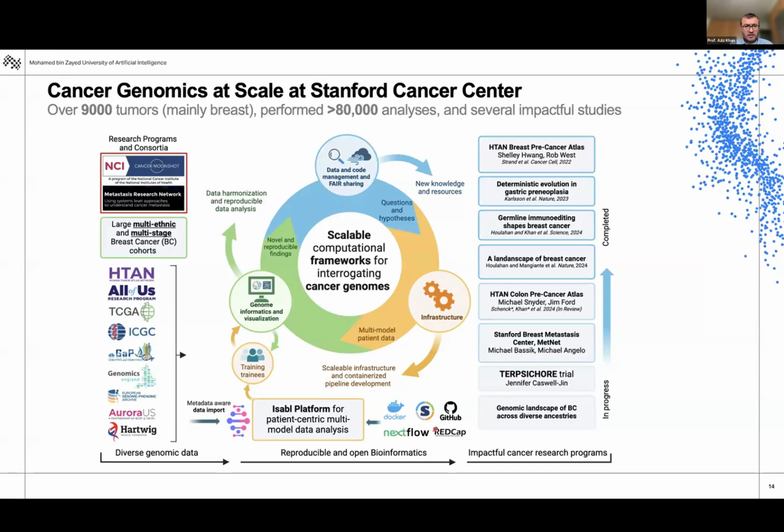So we had around 9,000 tumor samples, mainly breast, and we performed around 80,000 analyses. And you could see on the right side, a lot of high-impact studies came out of this platform. It also supported some of the consortium efforts around the Human Tumor Atlas Network, which I will tell one story about later in my talk.